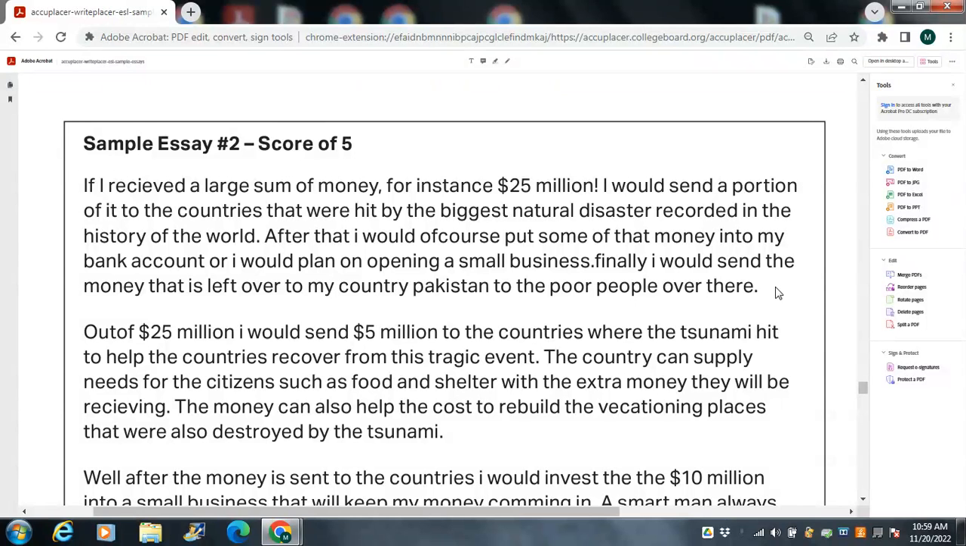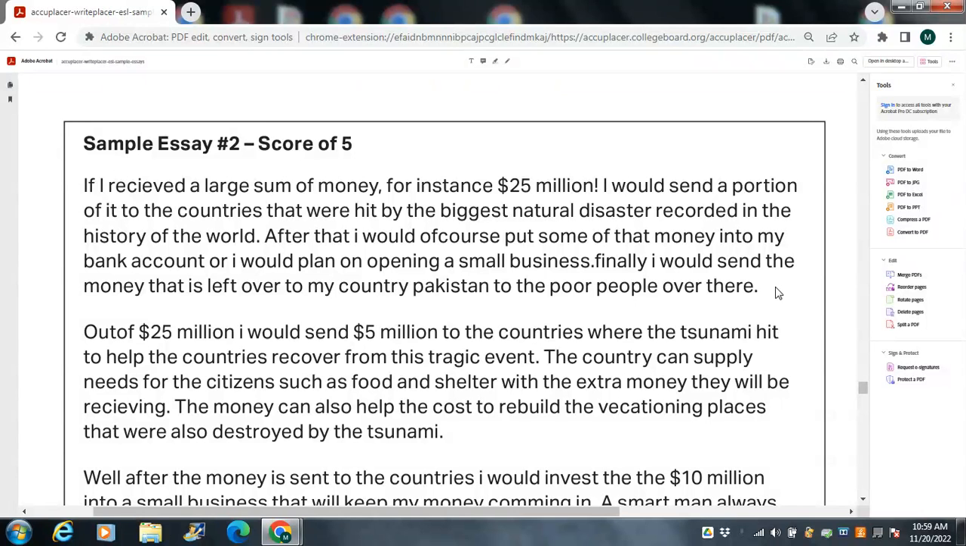Now let's take a look at the sentence and grammar use and maybe even some of the word usage. First sentence: "If I received a large sum of money, for instance, $25 million!" Let me read that the way it should be read. If I received a large sum of money, for instance, $25 million! And that's how that sentence would sound, because that's the purpose of an exclamation point.